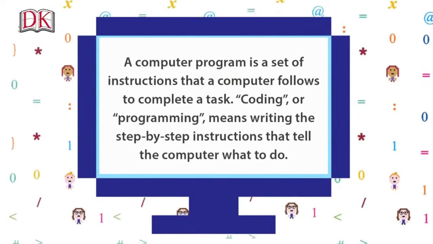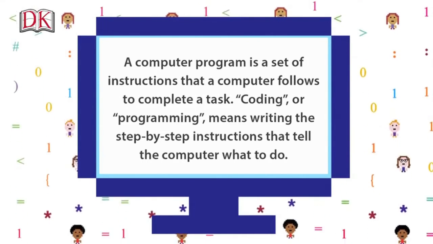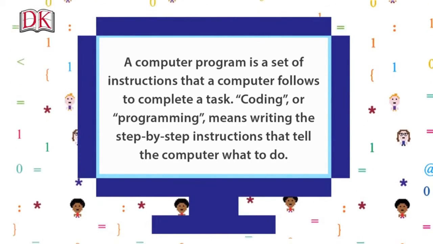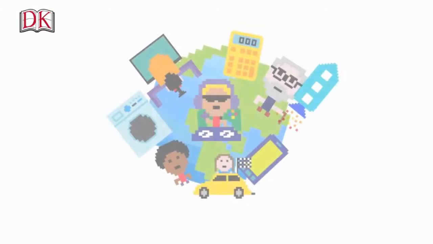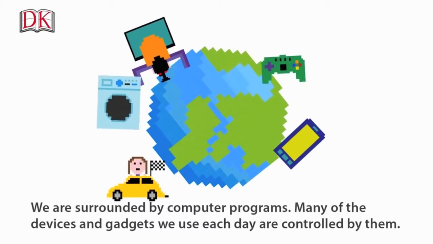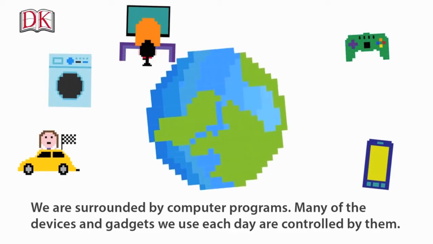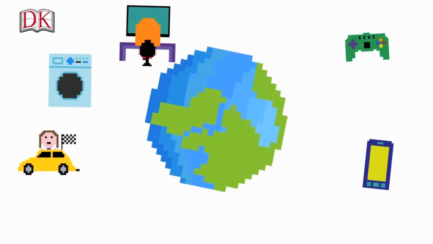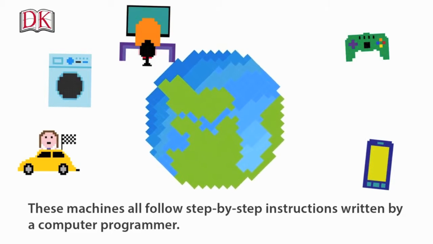A computer program is a set of instructions that a computer follows to complete a task. Coding, or programming, means writing the step-by-step instructions that tell the computer what to do. We are surrounded by computer programs. Many of the devices and gadgets we use each day are controlled by them. These machines all follow step-by-step instructions written by a computer programmer.